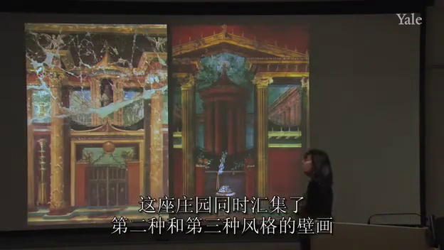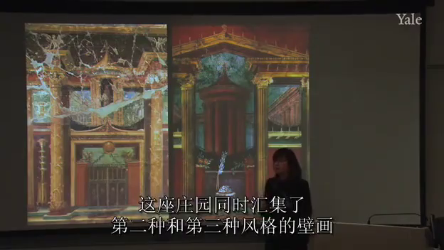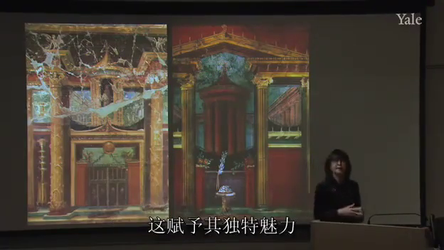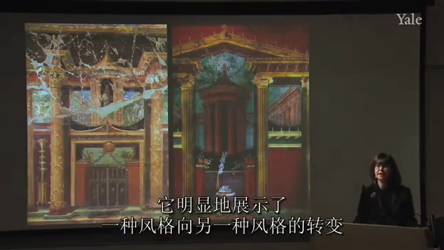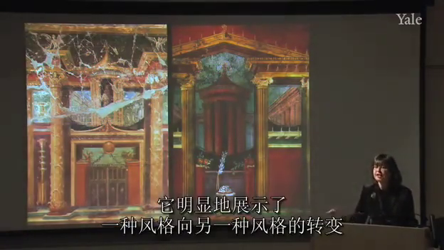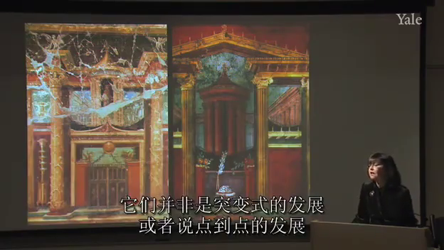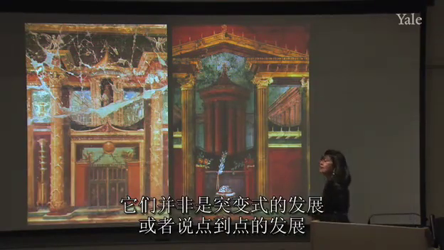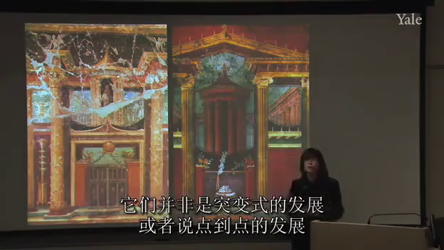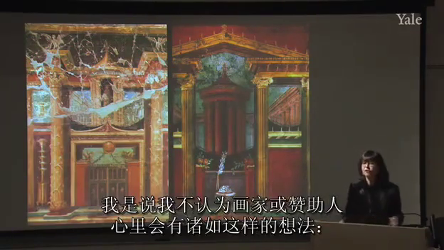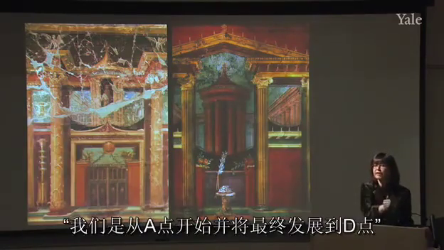The villa has in it both second and third style Roman wall paintings, which again makes it extremely interesting because it is clear that there was some transitioning here from one style to the other. And I should mention, by the way, that with regard to the first, second, third, and fourth styles, they weren't necessarily an evolution, a development from one point to another. By that I mean, I don't think the painters or the patrons necessarily had in mind we're going to start at point A and get to point D eventually.